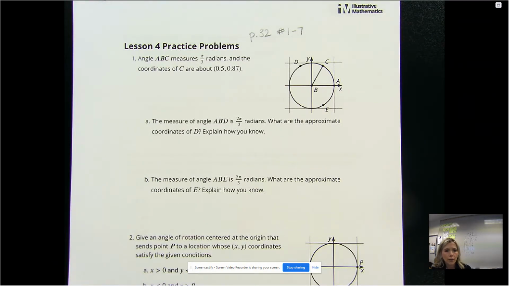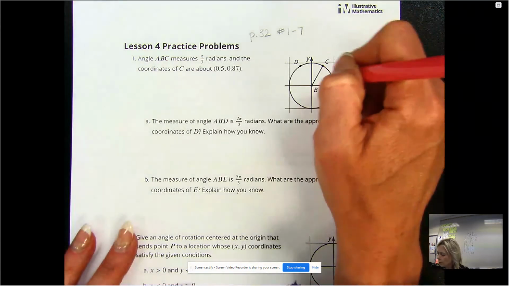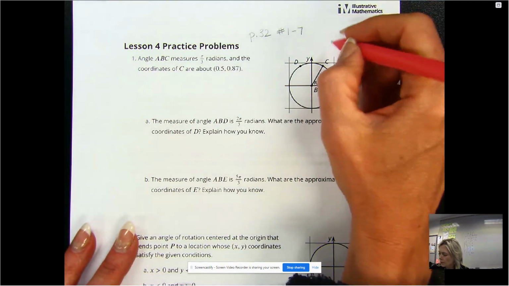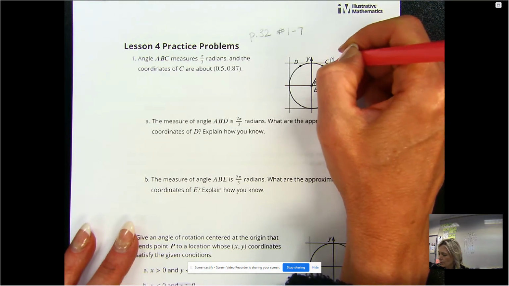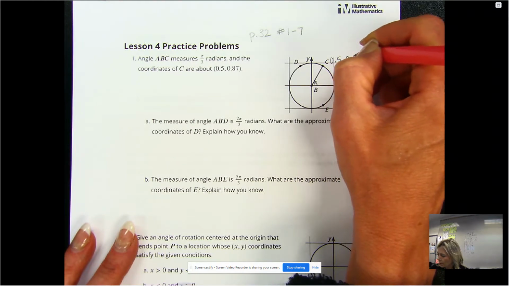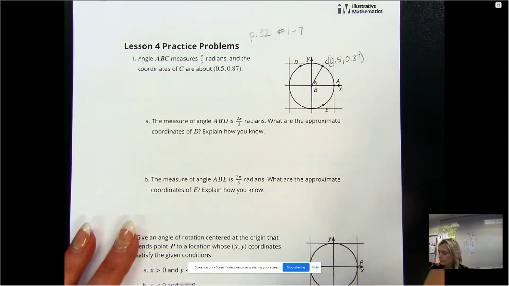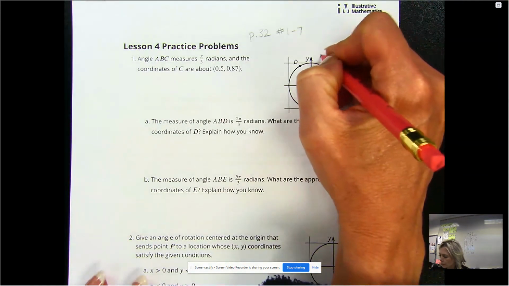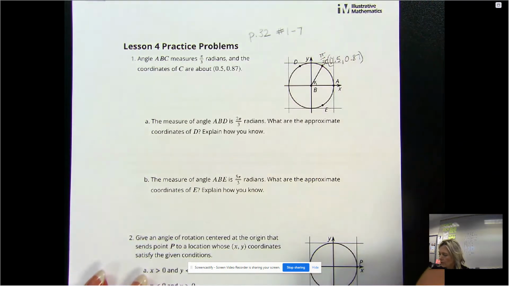So number 1, angle ABC measures pi over 3 radians, and the coordinates of C are about 0.5, 0.87. So ABC is this angle here. And it says that the coordinates are approximately 0.5, 0.87. And it measures pi over 3 in radians. The angle itself is pi over 3, and then these are the coordinates.